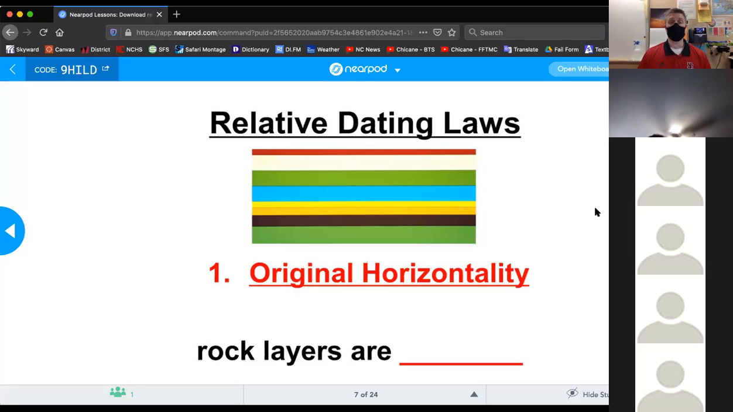Sorry about that. So original horizontality says that when sedimentary rocks form, or really any rocks form, they are originally horizontal. Those rock layers originally form in a horizontal orientation and are flat. Things might happen that tilt those or skew those or change those over time, but to start with, they start out horizontal, they start out flat.